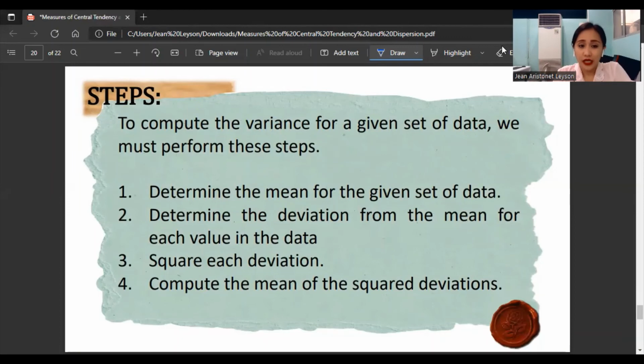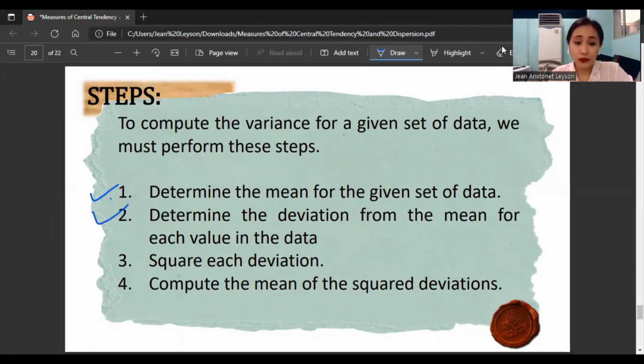So these are the steps to compute the variance of a given data set. We must perform these steps, which is what we did earlier. Number 1, determine the mean for the given set of data. Earlier, the mean was already given, but if it's not given, you need to solve for the mean, and to solve for the mean, simply add all the scores or data together and divide by how many data there are.